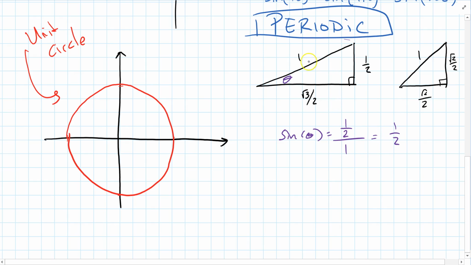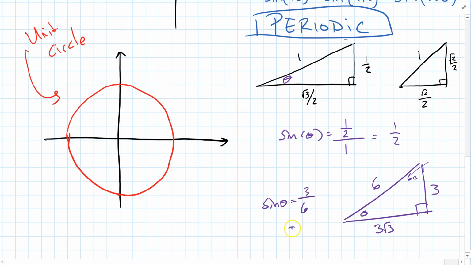Now, if this triangle was bigger, let's say the hypotenuse wasn't 1, if it was 6, that would make the opposite side length here 3. It would make this side 3 root 3, using my 30, 60, 90. This is a 30, 60, 90 triangle. And I can say that sine of theta in this example is equal to opposite over hypotenuse, which is 3 over 6, and that equals 1/2.